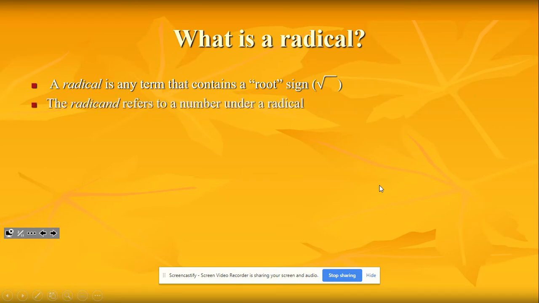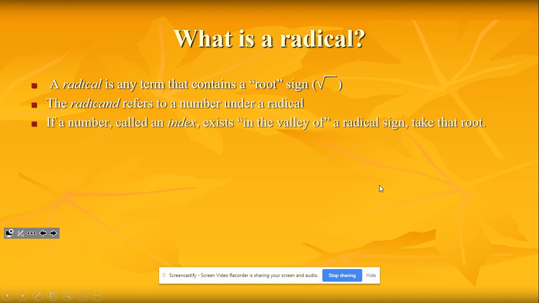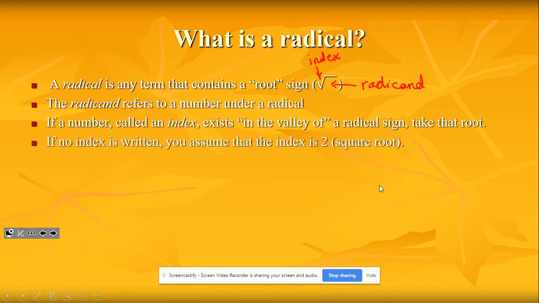The radicand refers to a number that is underneath the radical. And if a number, which is the index, exists in the valley of the radical sign, that's the root you want to take. So underneath this would be the radicand. And right here, if there was one, would be the index. Now you can see that there's none for that particular sign. If there isn't one, we assume that the index is 2, which means you're taking the square root.